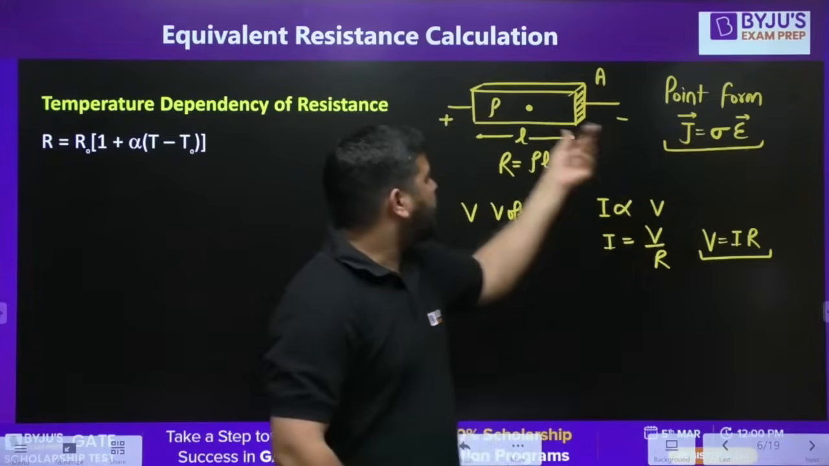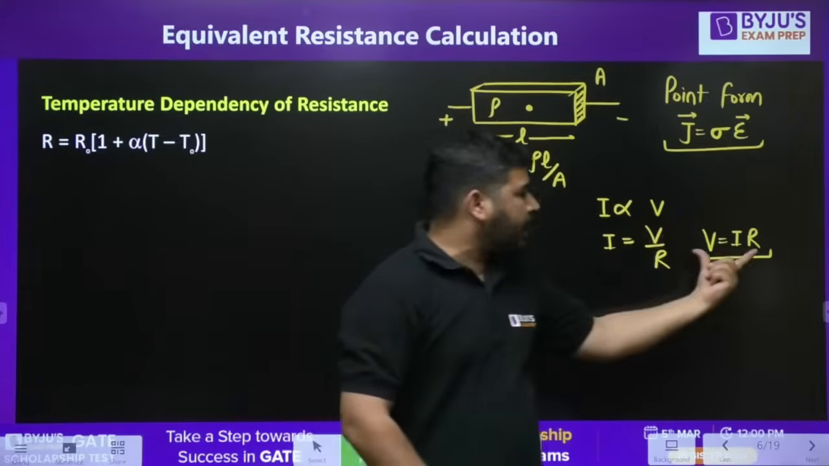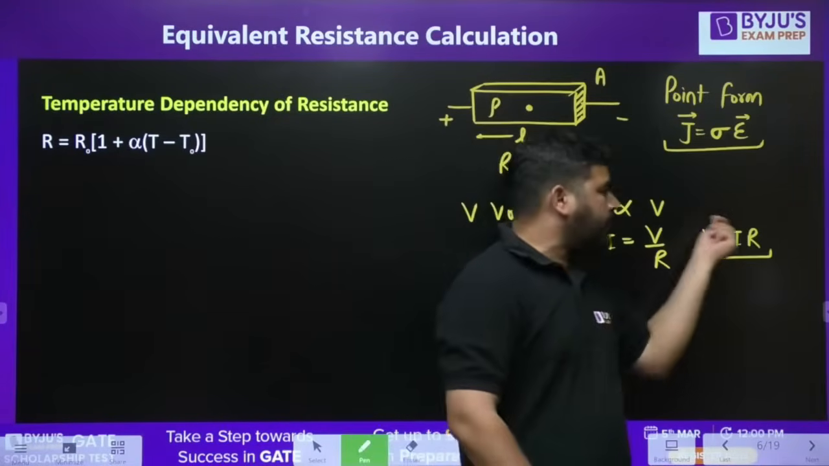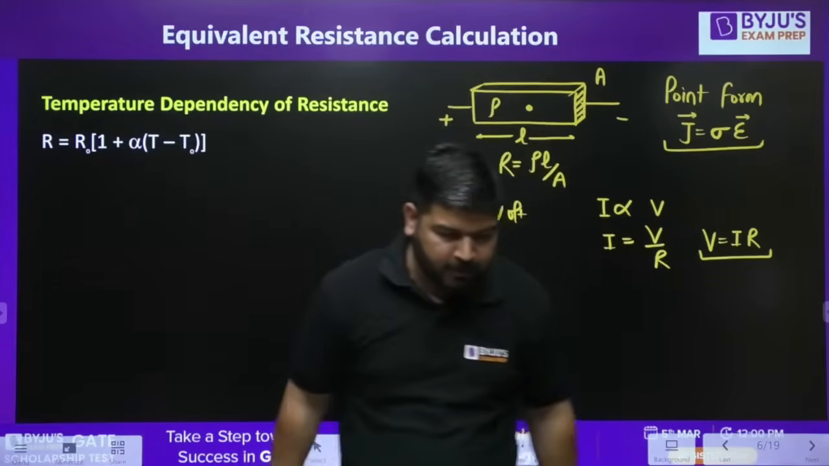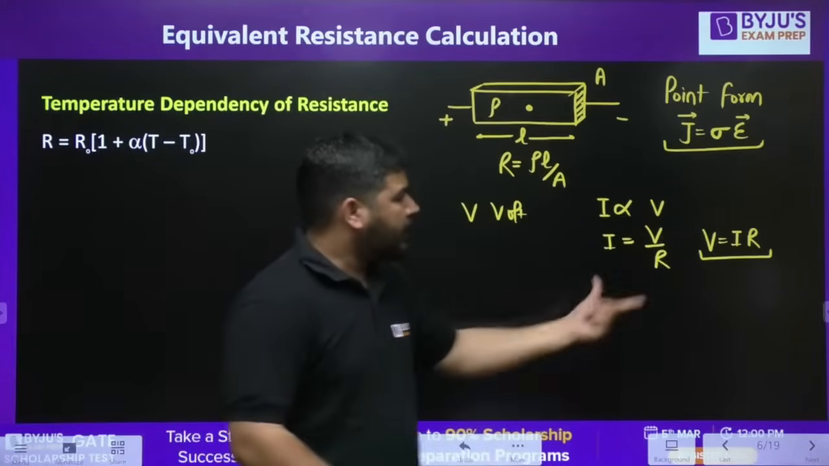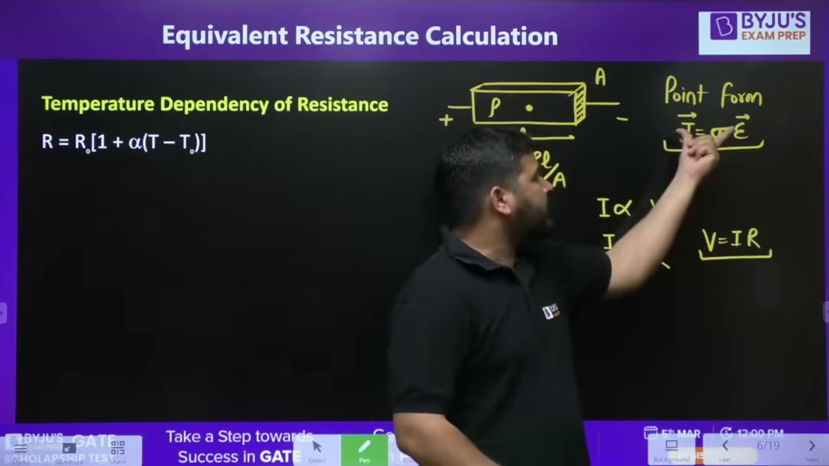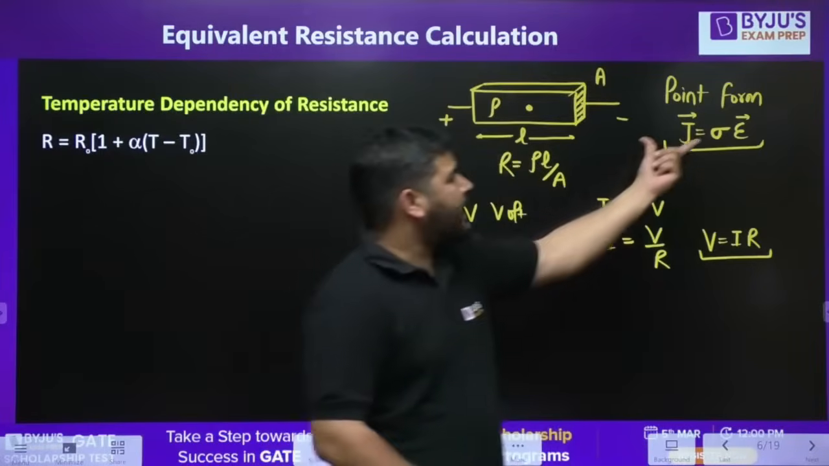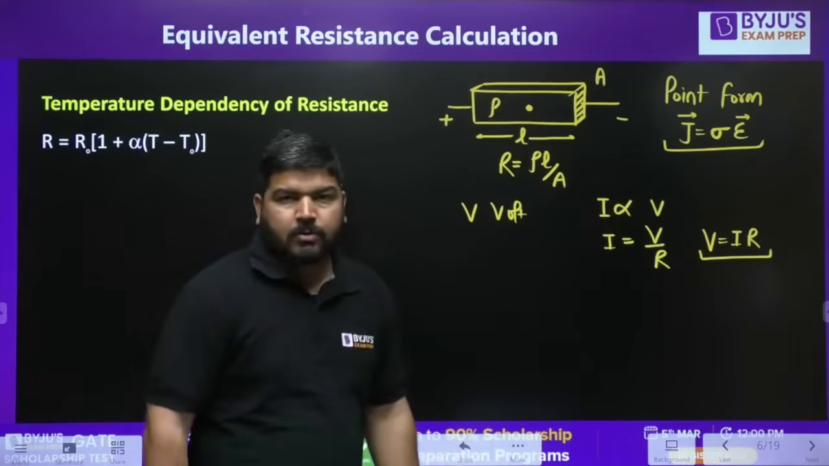This can be applied on a point, but V equal to IR cannot be applied on a point because you require a potential difference between the 2 points. That's why you can say this is in difference form, this is in point form. From this relation, you can derive this relation also.